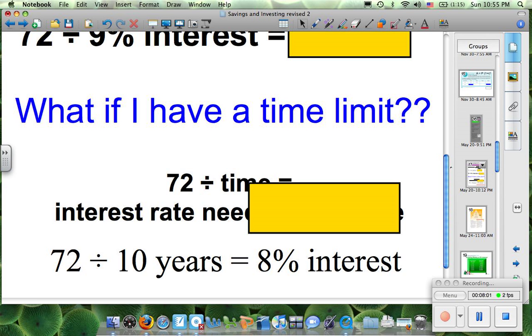Okay, and again, this is approximately. It's not exact. It's approximate. It's pretty close. Okay, so the rule of 72 works both ways. 72 divided by an interest rate gets you how many years it takes, or 72 divided by time, or the years, gets you what interest you need.